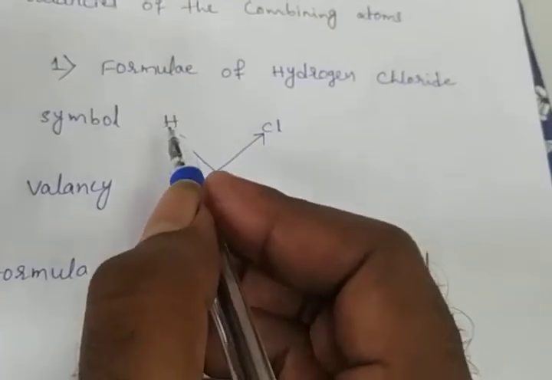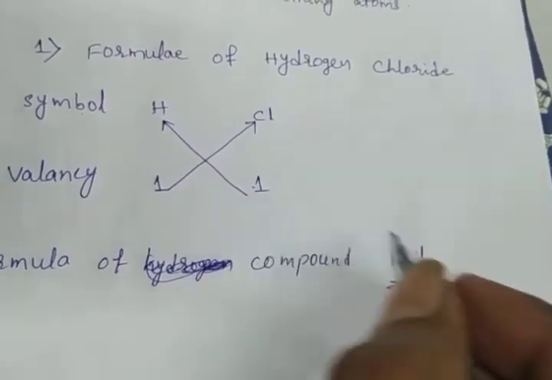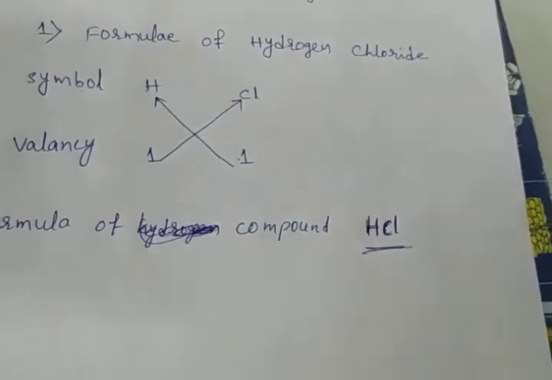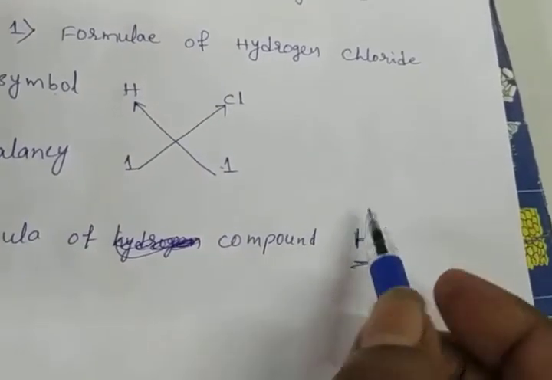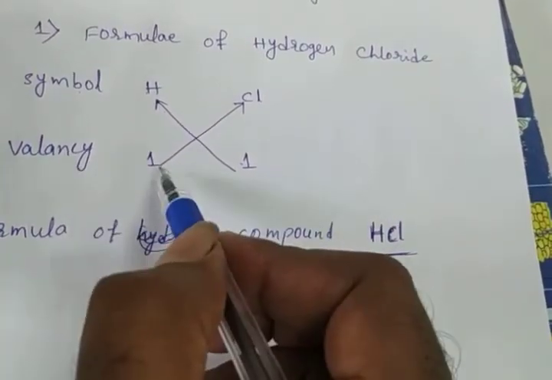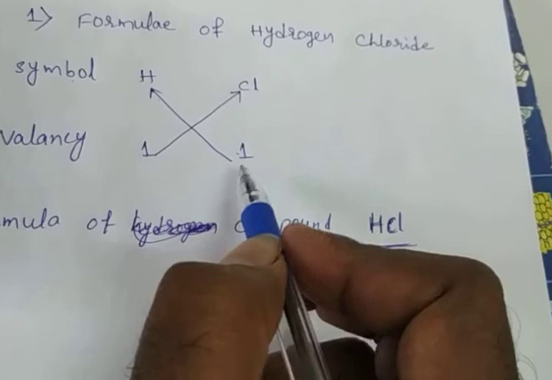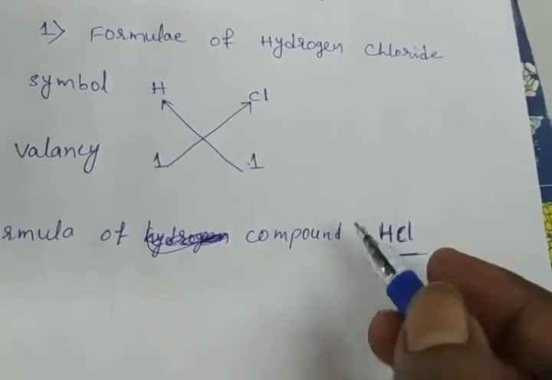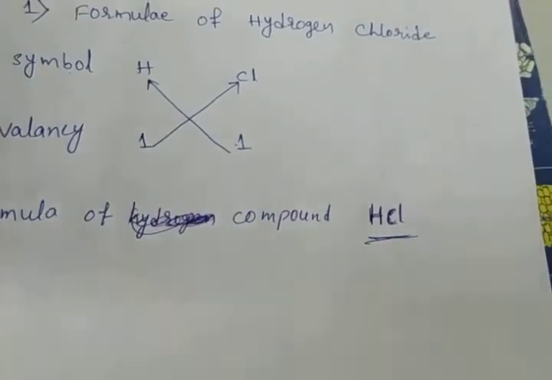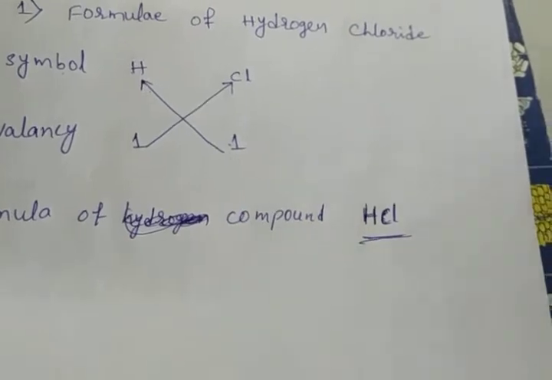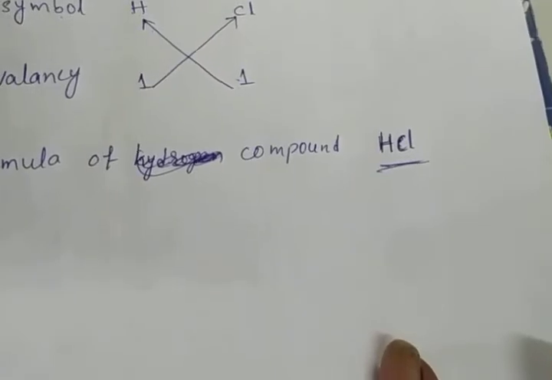Suppose the valency 2 comes when we are crossing, then H2Cl will become. But the H2Cl formula is wrong. The hydrogen chloride formula is HCl. Why are we writing HCl? Based on the valencies. We require the valency and symbol. For suppose if valency 2 comes, we can write H2. But here the valency is 1, that's why we write HCl: only single hydrogen and single chlorine. I will show the example with 2 also, since there are elements with valency 2.